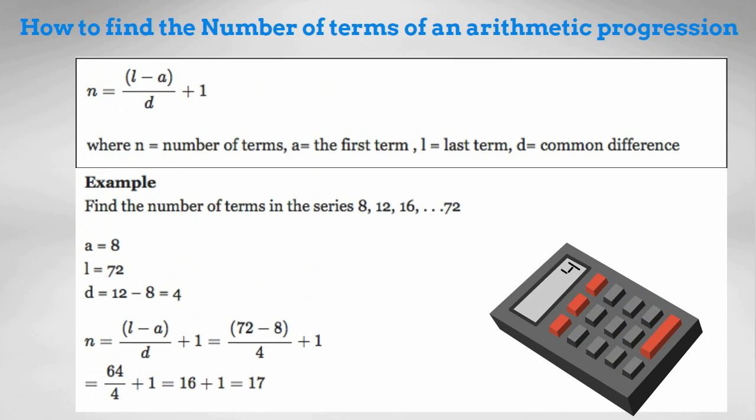Next is how to find the number of terms of an arithmetic progression. And we use a simple formula for this, which is n equal to L minus a upon d, plus 1, where n is the number of terms, a is the first term, L is the last term, and d is the common difference. The example says find the number of terms in the series 8, 12, 16 and so on till 72. Here a is equal to 8, L is equal to 72, d is equal to 12 minus 8, which is 4. So by putting all these values in the formula above, we get the answer as 17, which means there are 17 terms in this AP.